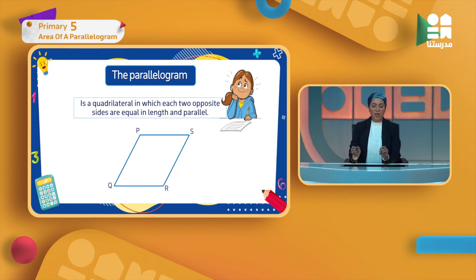What does this mean? The parallelogram is a quadrilateral. Quad is a Latin word which means four. So quadrilateral is a shape that has four sides. Each two opposite sides are equal in length, I mean the two sides that face each other are equal in length, and the other two sides in the other direction, which also face each other, are parallel to each other and also equal in length.